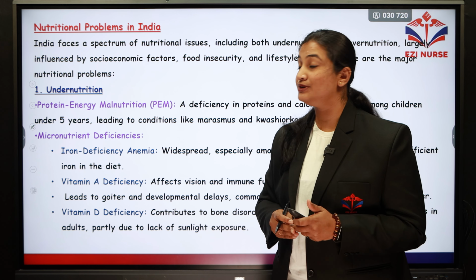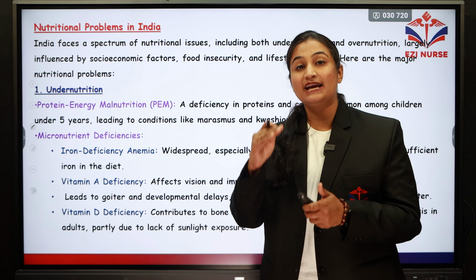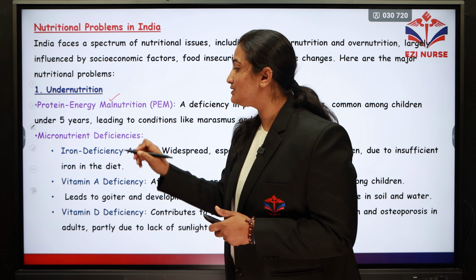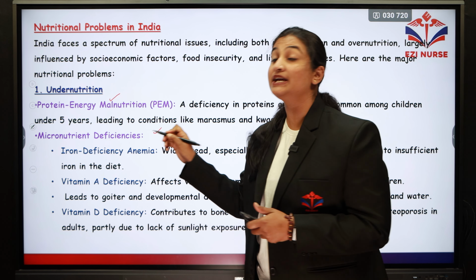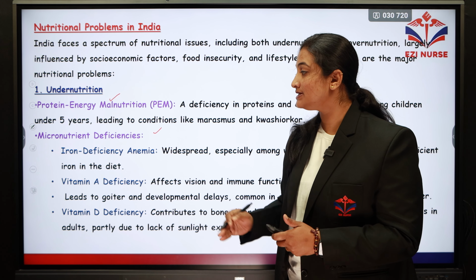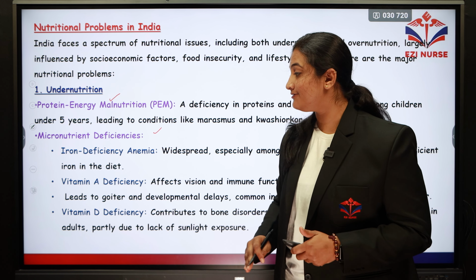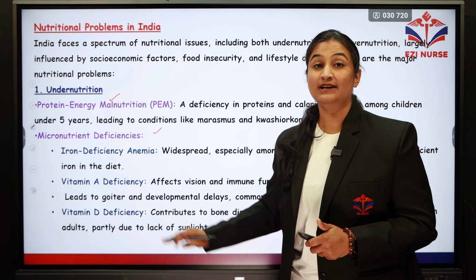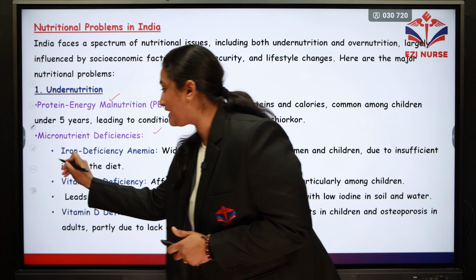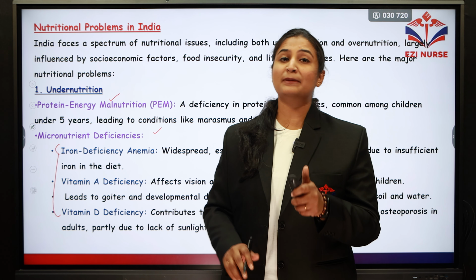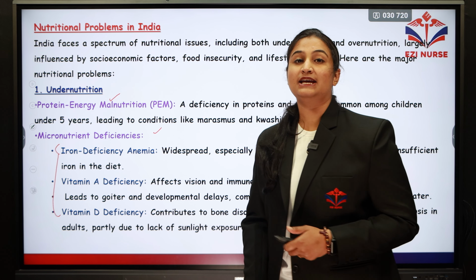There is undernutrition, which is again classified into protein energy malnutrition. Next, you can see micronutrient deficiency. Under micronutrient deficiency, there are again iron deficiency anemia, vitamin A deficiency and vitamin D deficiency. So, if you are going to write all these three points, and at least if you are not remembering the explanation, write the key points.